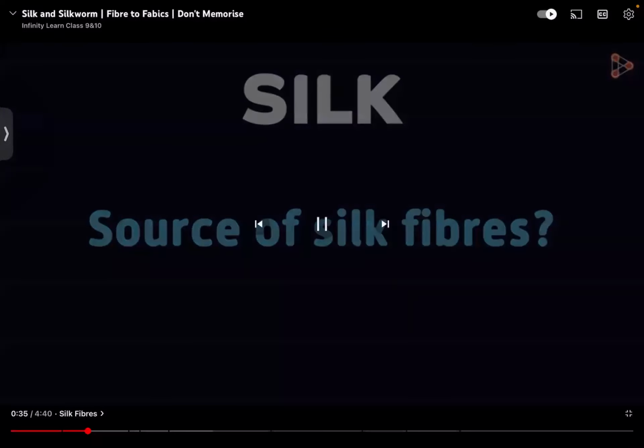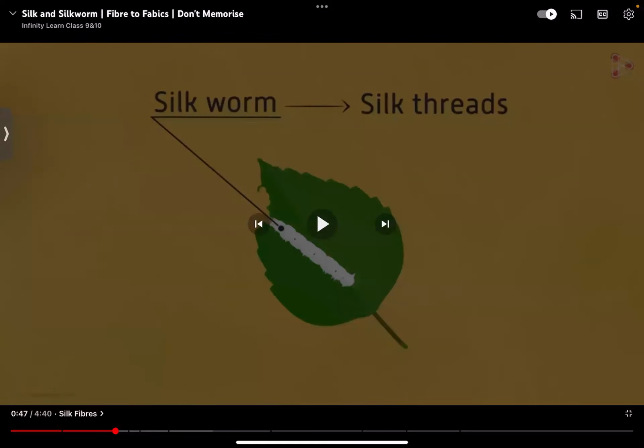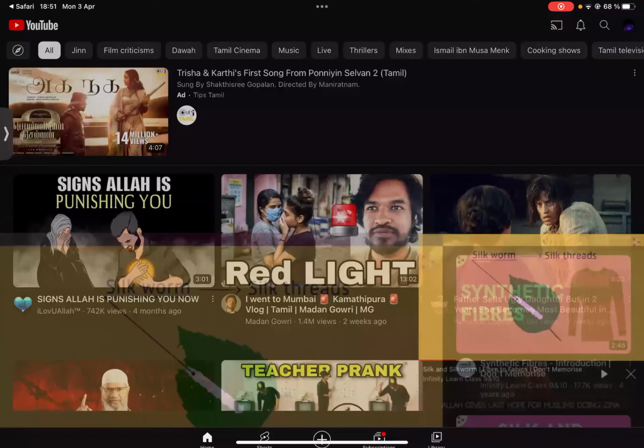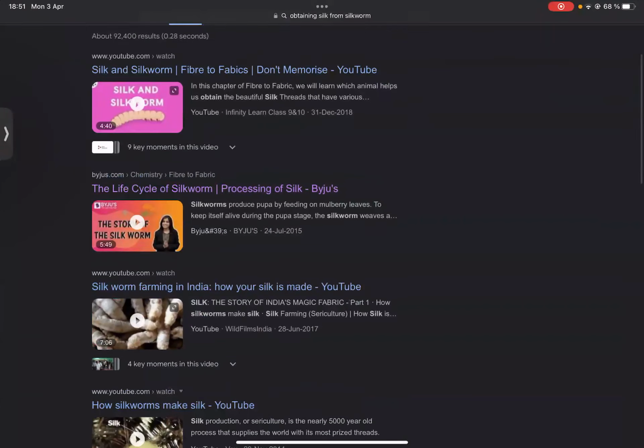To start with, can you tell me the source of silk fibers? Is it a plant? It's the same thing again, not a plant. We'll look for real images. Yeah, maybe this will help.